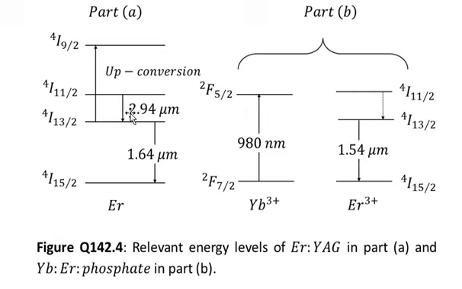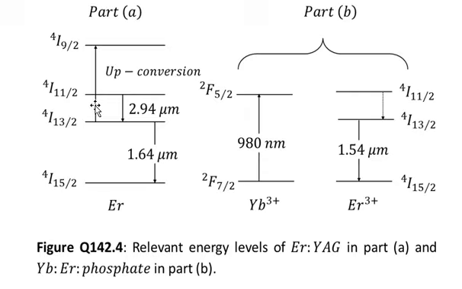The two main laser transitions have been shown. One is at 2.94 micron, from the level 4I11/2 to 4I13/2. And the second transition shown is at 1.64 micron, from the level 4I13/2 to the ground level, which is 4I15/2. So these are the two possible transitions giving laser wavelengths.